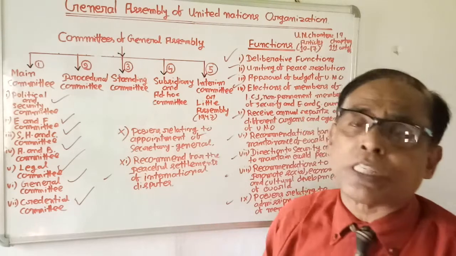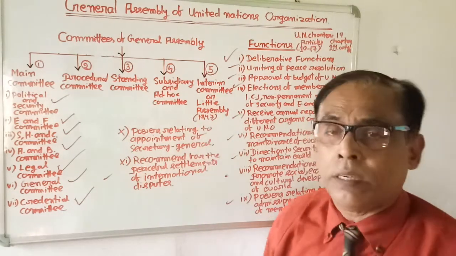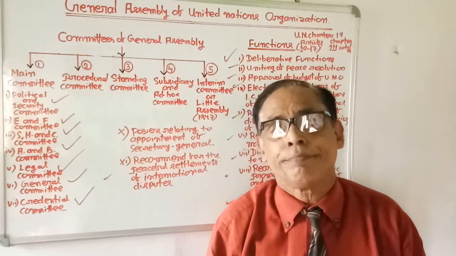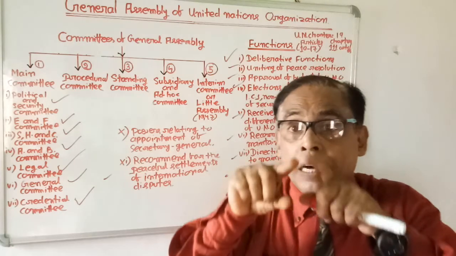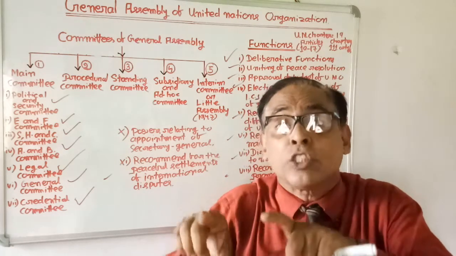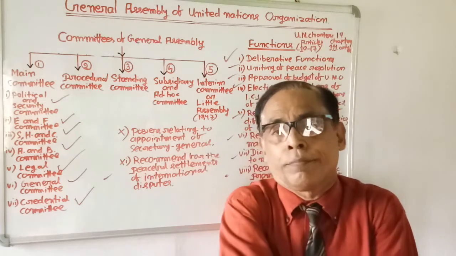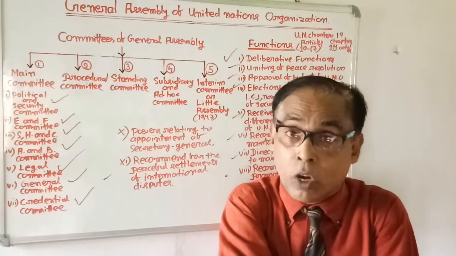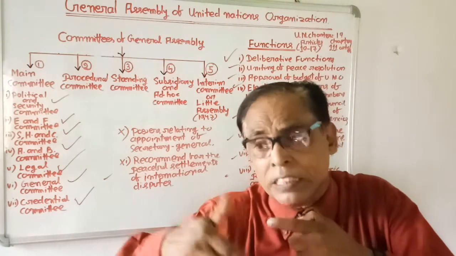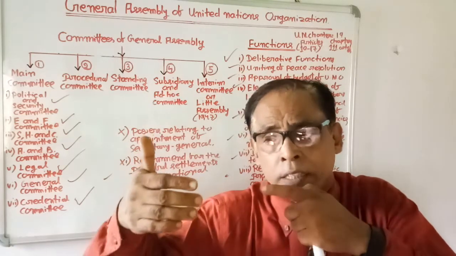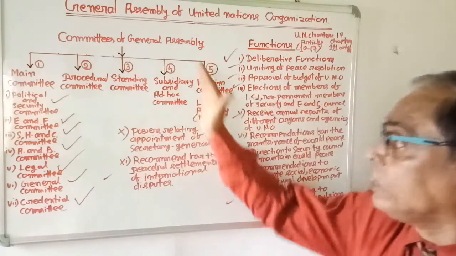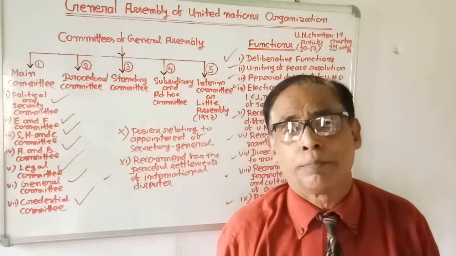And the last one is the interim committee or little assembly committee. It was established in 1947. The function of the interim committee is to assist the General Assembly, because General Assembly is a large body. It requires assistance of a small committee, to assist the UN General Assembly in its day-to-day function. And this is all about the composition of General Assembly.